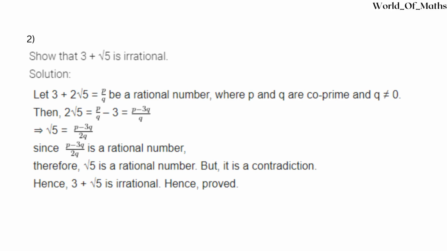Simplifying again, we can write square root of 5 is equal to p minus 3q divided by 2q. We have assumed that p minus 3q by 2q is a rational number. But we already know square root of 5 is not a rational number, which we proved in our previous question. So it is a contradiction to our initial assumption that 3 plus 2 square root of 5 is rational. Hence, 3 plus 2 square root of 5 is irrational and it is proved.